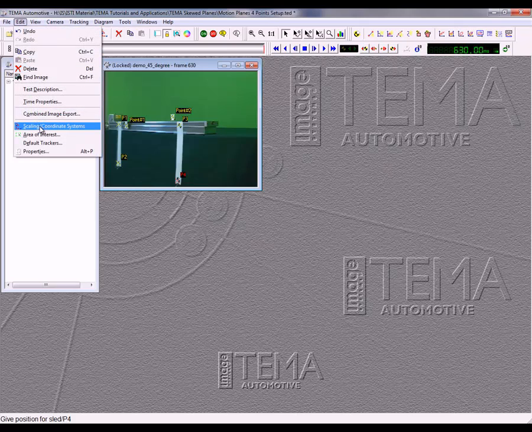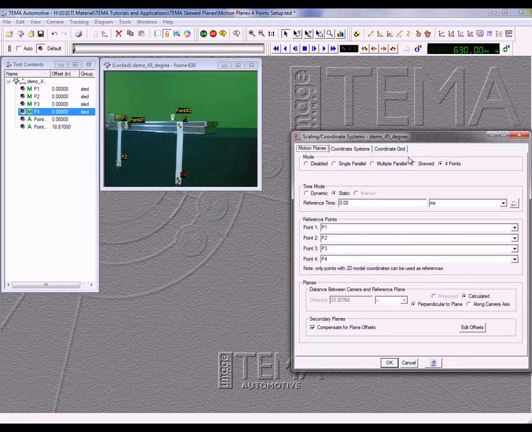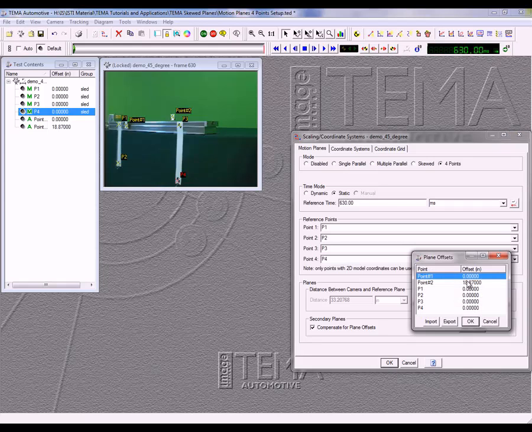Going to the motion planes option, we will select a 4-point system and a static system. We must identify the 4 reference points by name, and we must also define the offsets to parallel planes, in this case only point 2. Thus the target model has provided the coordinate structure. Usually, as here, one of the points is 0, 0.